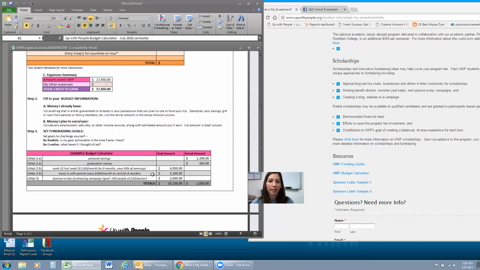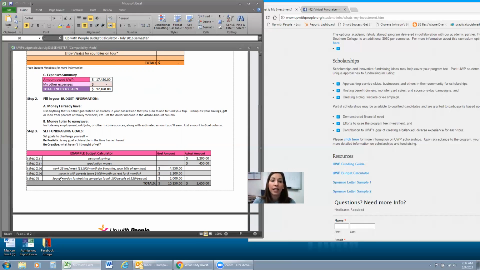Some other things that people have done: if they've moved in with their parents to save on rent, or moved in with a friend to save money as well. Maybe they sell their items. So you can estimate how much money you will earn from those activities, and you'll write those numbers here as well.